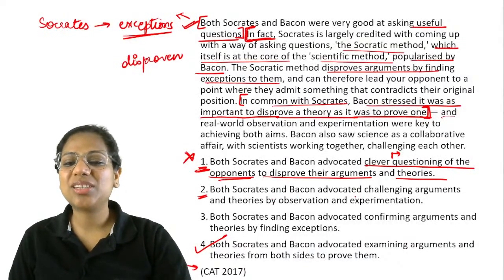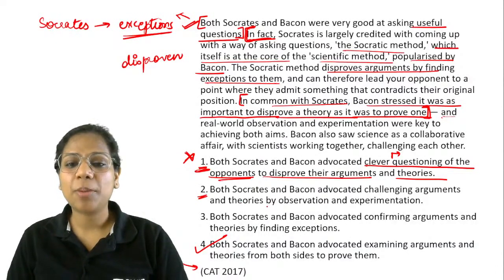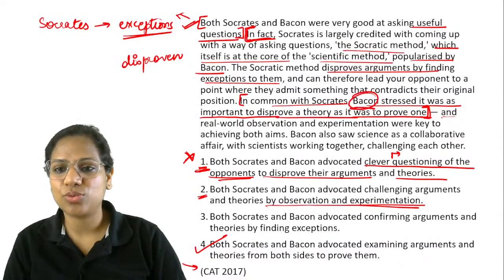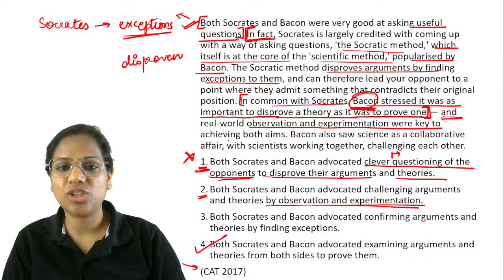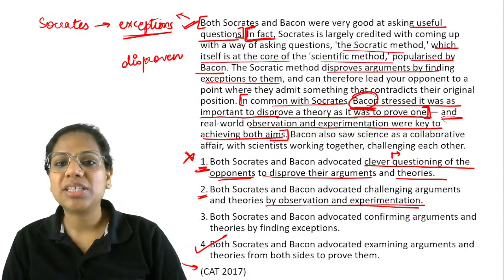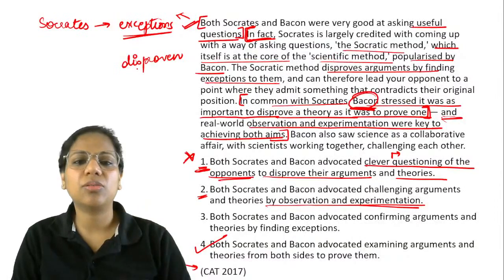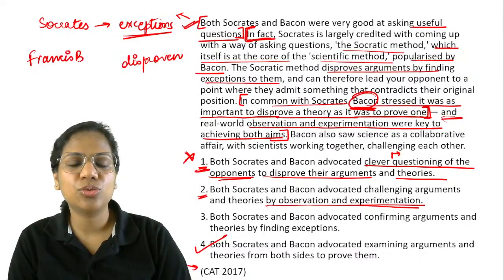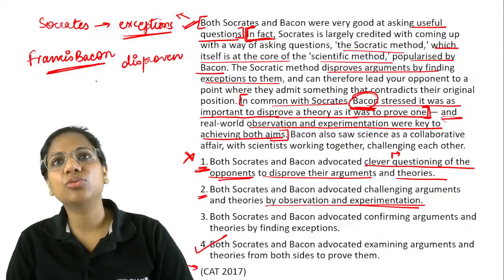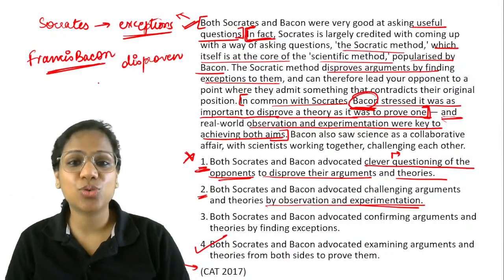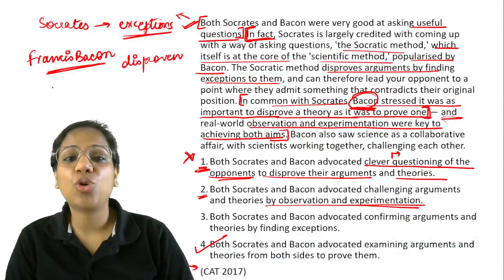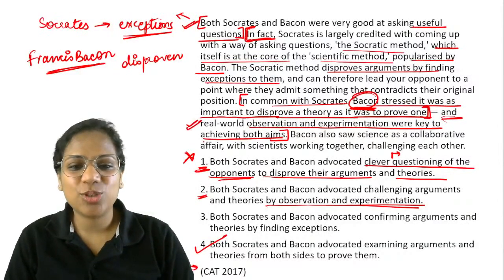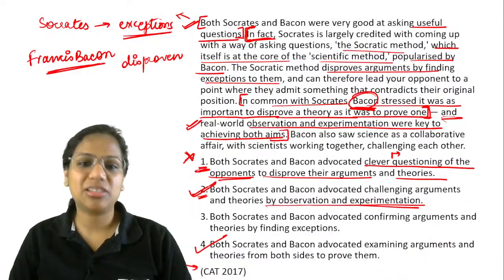Second says, both Socrates and Bacon advocated challenging arguments and theories by observation and experimentation. This is Bacon's view. Real world observation and experimentation were key to achieving both aims. So basically Bacon gave the scientific method, just telling you outside, I mean this is external knowledge although I'm not supposed to, but we are talking about Francis Bacon, who is said to be someone who in a way pioneered the scientific revolution, so to say, right? There's a very famous quote by him, knowledge is power. So the point is that this is Bacon's view, so we cannot say that this is the view of both Socrates and Bacon.